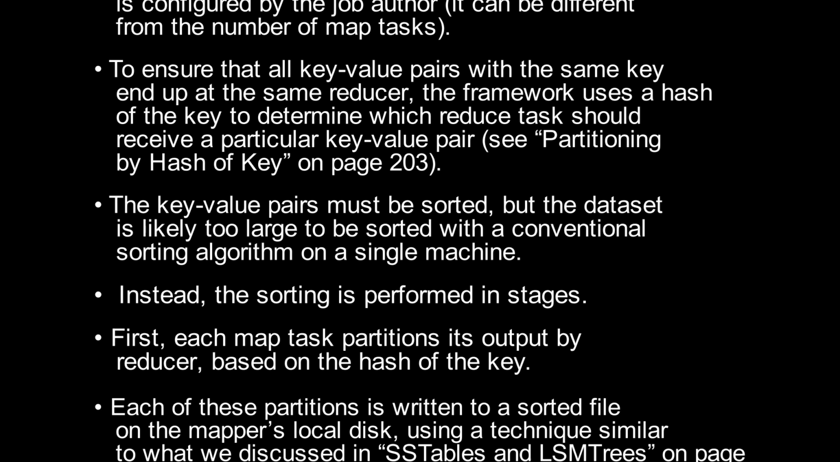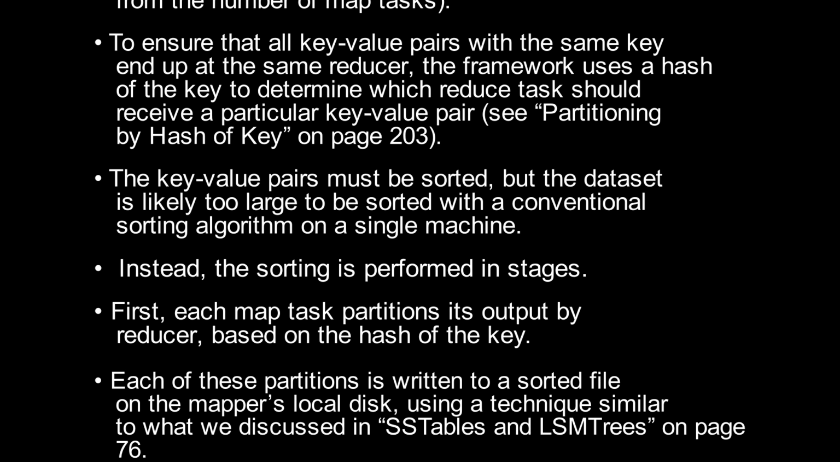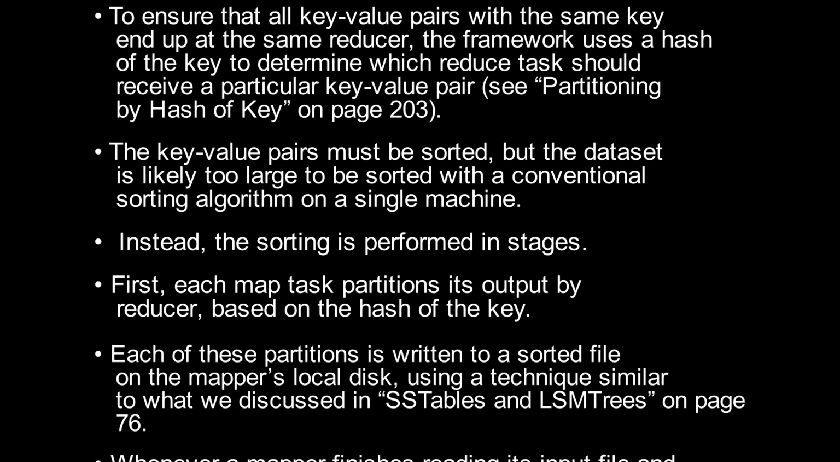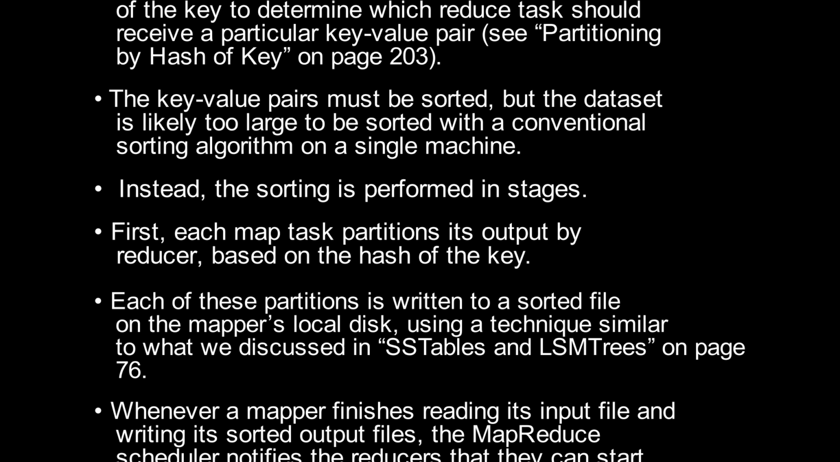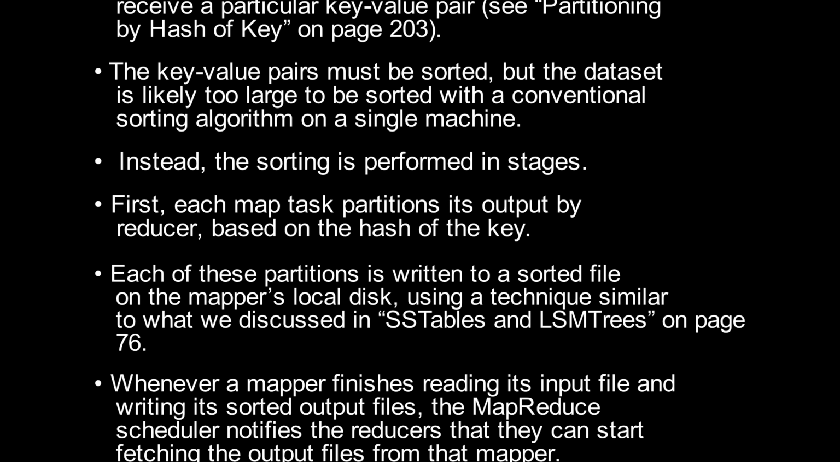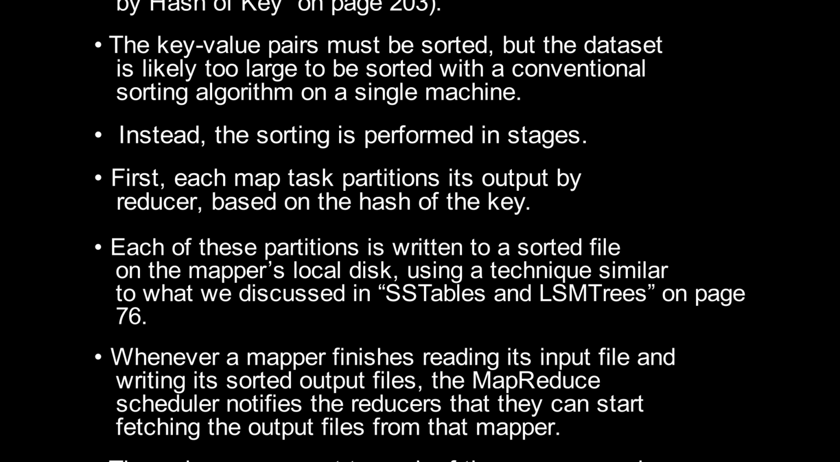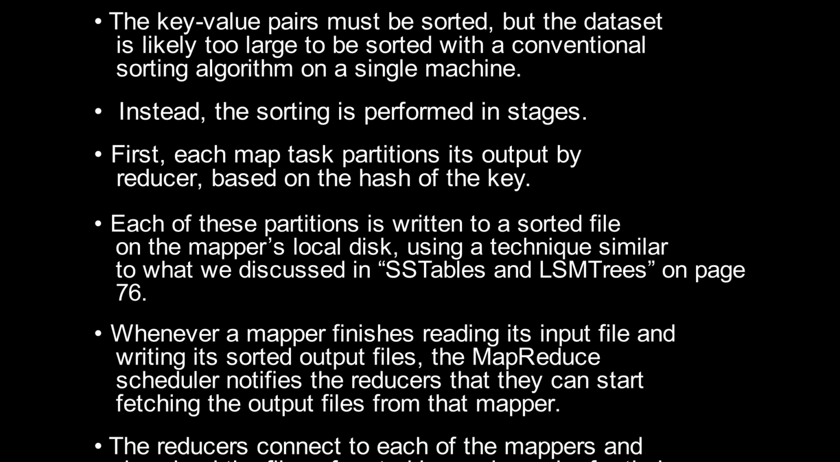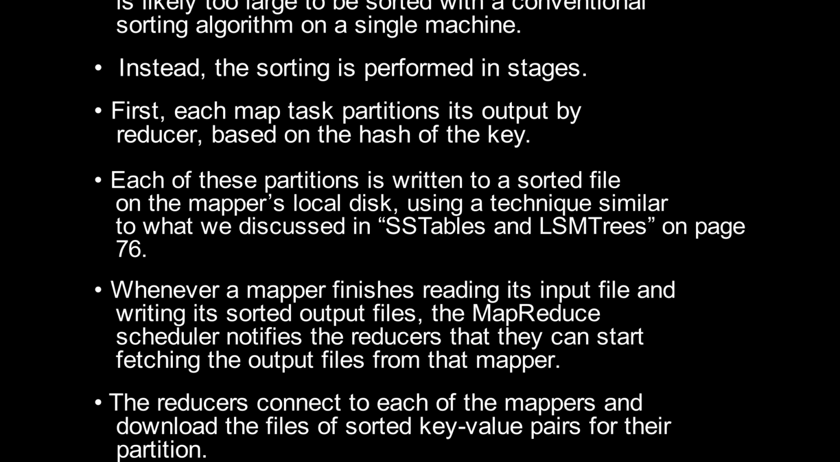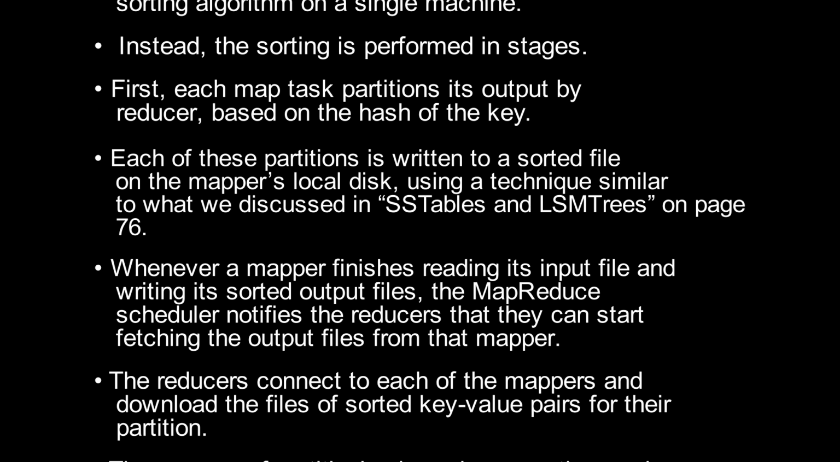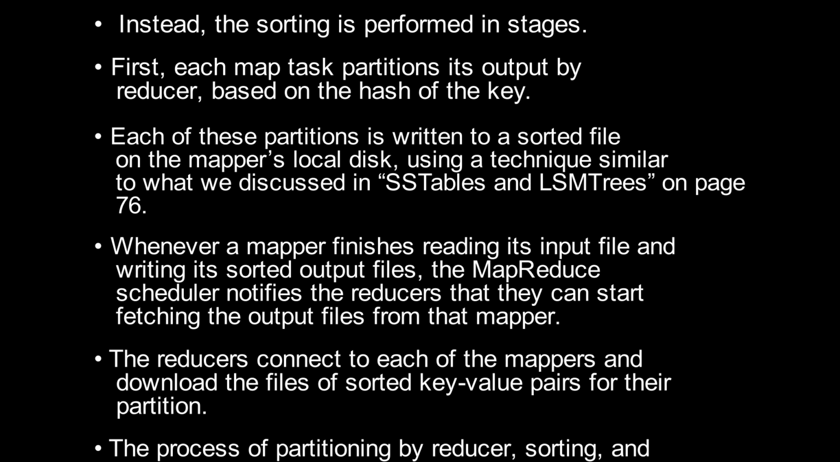First, each map task partitions its output by reducer, based on the hash of the key. Each of these partitions is written to a sorted file on the mapper's local disk, using a technique similar to what we discussed in SSTables and LSM-trees on page 76. Whenever a mapper finishes reading its input file and writing its sorted output files, the MapReduce scheduler notifies the reducers that they can start fetching the output files from that mapper.